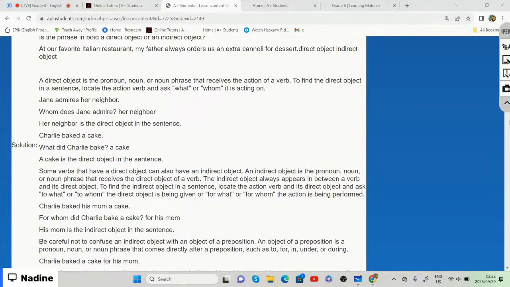And in order for us to locate this indirect object, we need to locate the action verb and the direct object and ask to what the direct object is being given, or to whom the direct object is being given, or for what the action is being performed, or for whom the action is being performed.